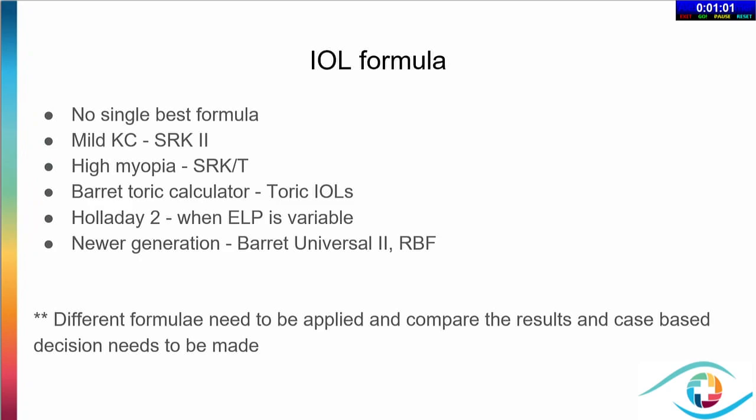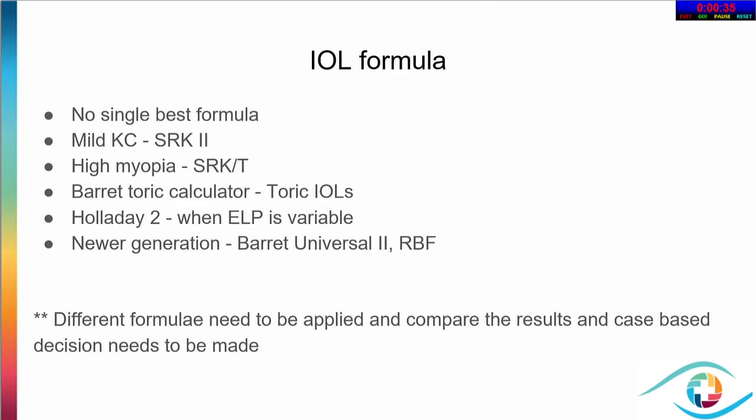Holladay 2 formula is used when ELP, we expect it to be quite variable, because this formula doesn't depend too much on that. And the newer generation formulas, Barrett 2 and RBF, are in studies, but no one single study says which formula could be best for these eyes. So I think a case-based approach is required depending on what the myopia is, what the astigmatism is. We need to use these different formulas.